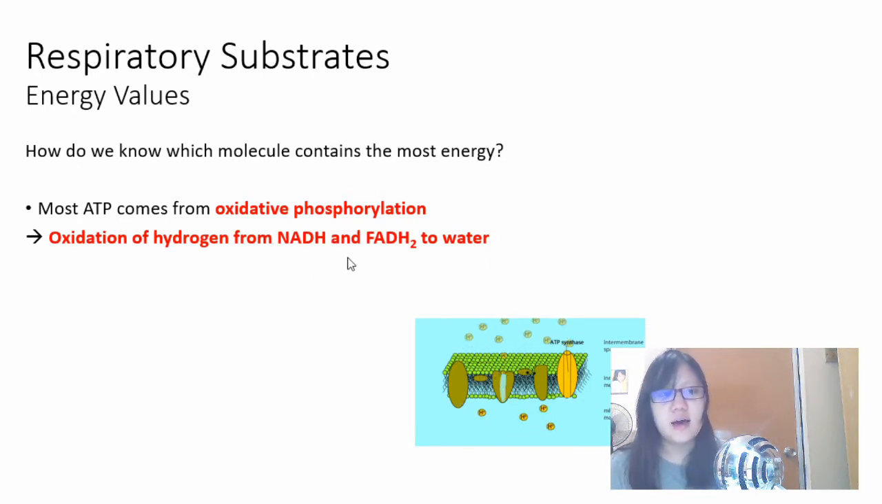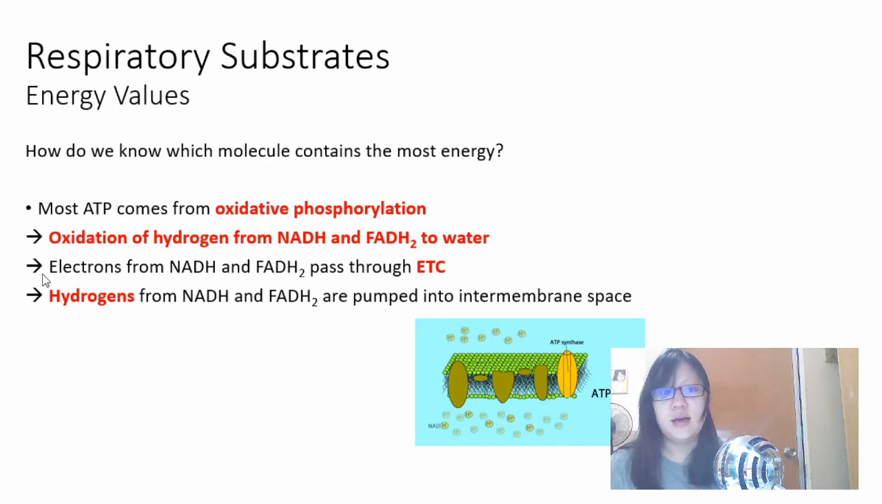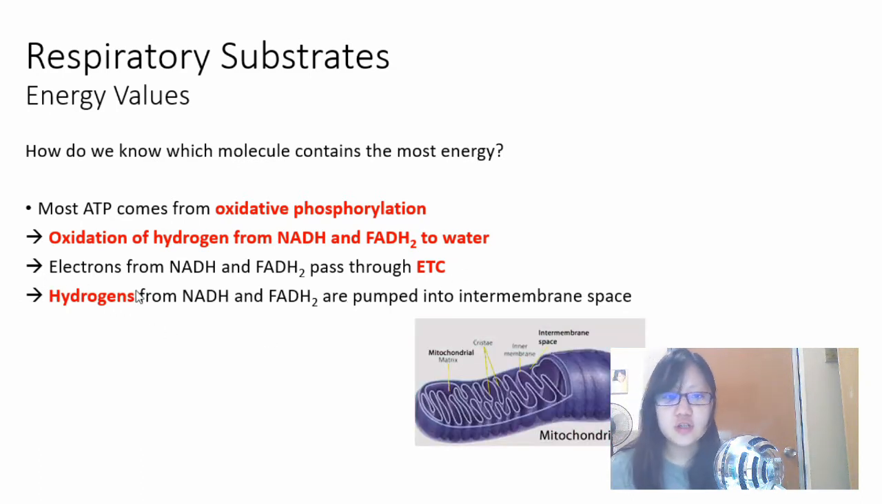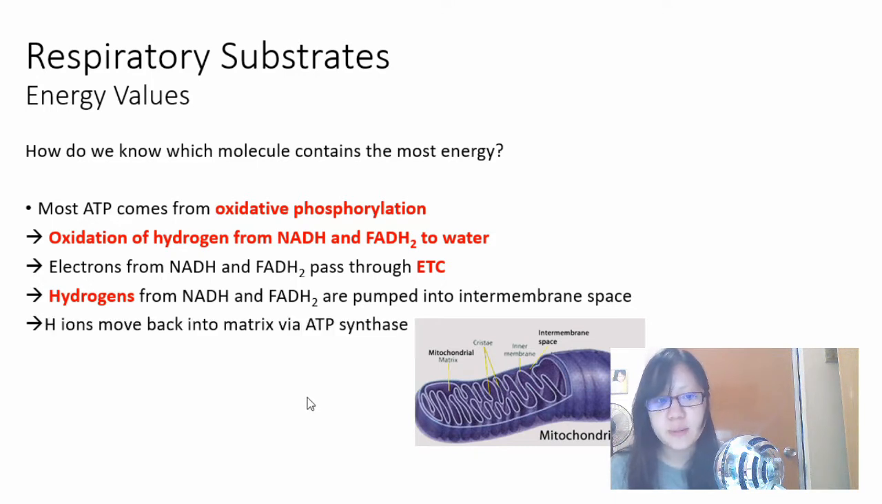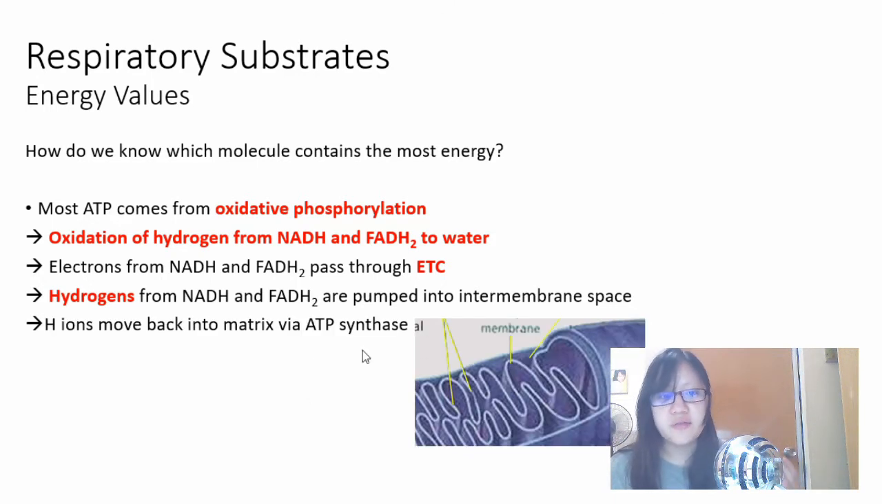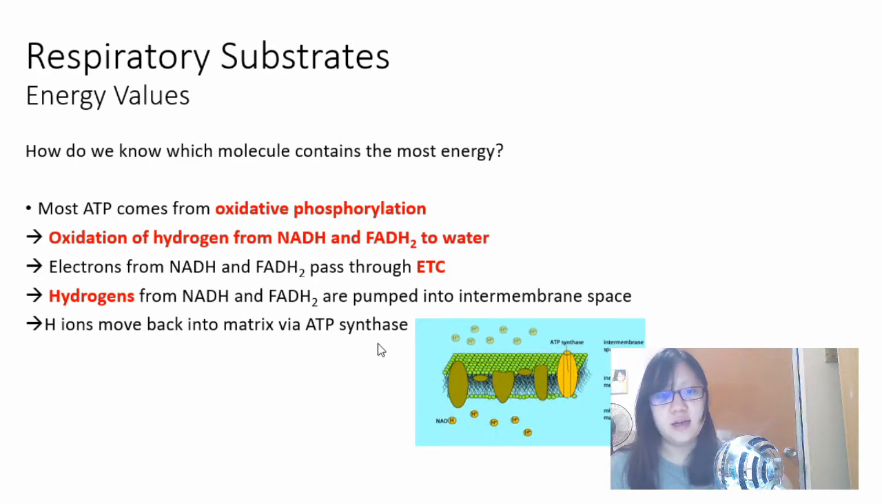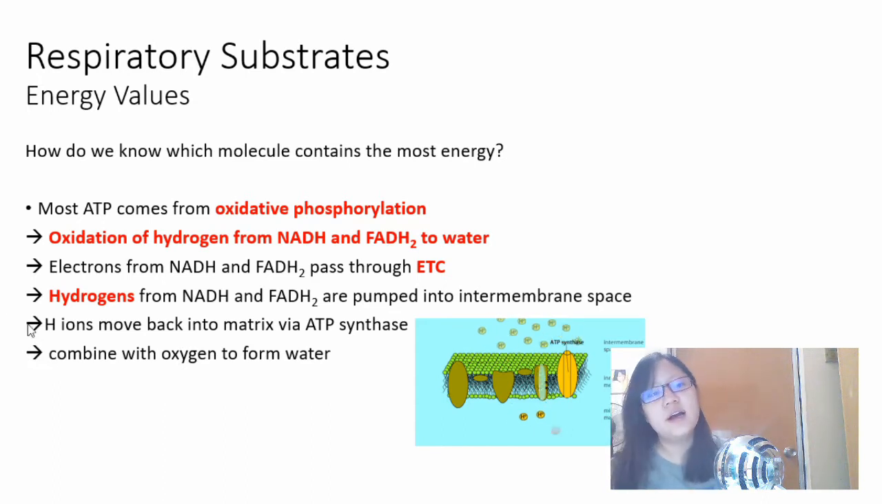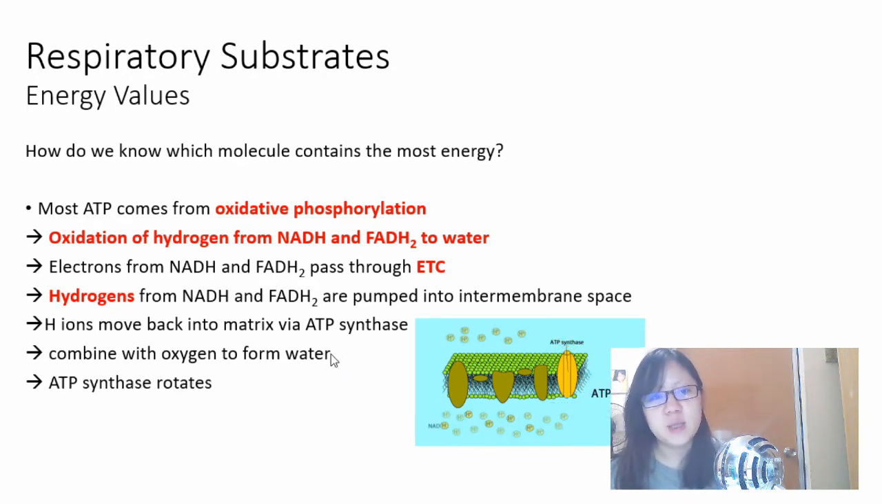We are taking NAD and FAD, the reduced version, removing the hydrogens from them, and the hydrogen will split into hydrogen ions and electrons. Electrons will be passed through the ETC, hydrogen ions will be pumped into the intermembrane space, and it moves back to the matrix via ATP synthase, and this is down the proton gradient. And of course, the hydrogen ions will combine with oxygen to form water, but as it moves down into the matrix, the ATP synthase rotates and this produces ATP.